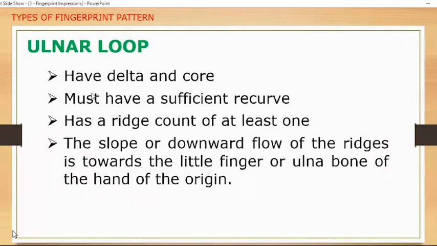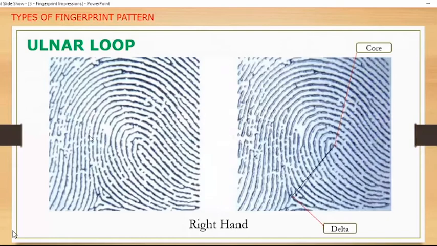Ang loop, doon muna tayo sa loop, meron siyang three essential elements. Dapat, kaya nga essential, dapat kumpleto, diba? Yan. Dapat meron siyang delta in core, meron siyang sufficient recurve, at meron siyang ridge count of 1. Okay. Puntahan muna natin. So, first thing that you have to verify on the impression, the ridges enter from one side of the impression, recurve and terminate to the same side.